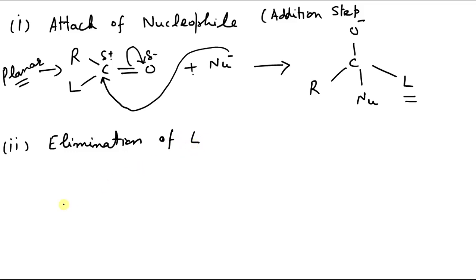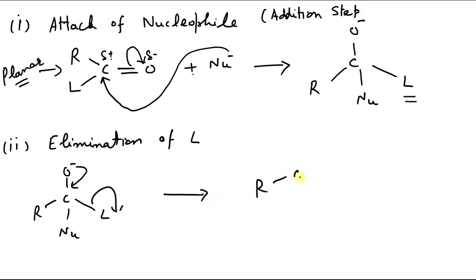So what happens in the next step? This comes here and this L gets eliminated. So what we get is C double bond O, nucleophile, plus L negative. This is the general reaction of how these carboxylic acid derivatives react. You can see overall what the net result is. If we combine these two steps, overall this L has been replaced by the nucleophile.